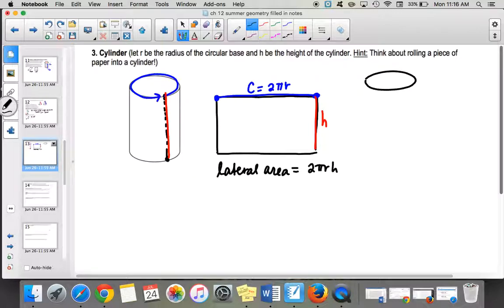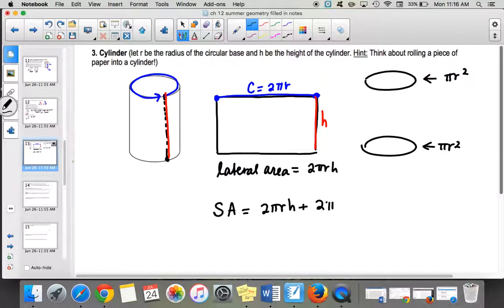But we still have our circle on the top and the bottom, and the area of that is pi r squared, and the area of that one is pi r squared. So our total surface area, which you can call S or SA, it doesn't matter, is going to be our 2 pi r h added to 2 of the pi r squareds.